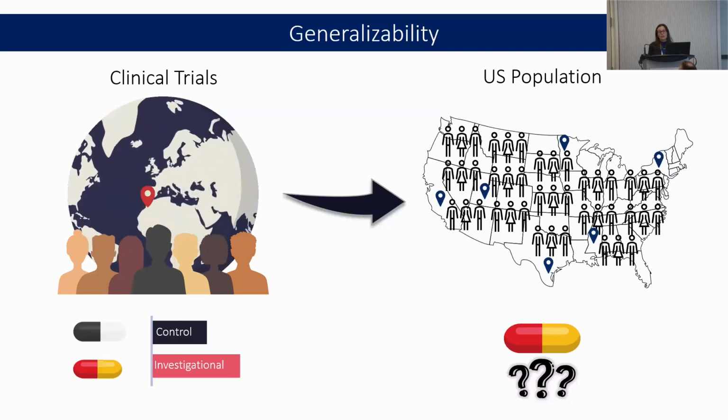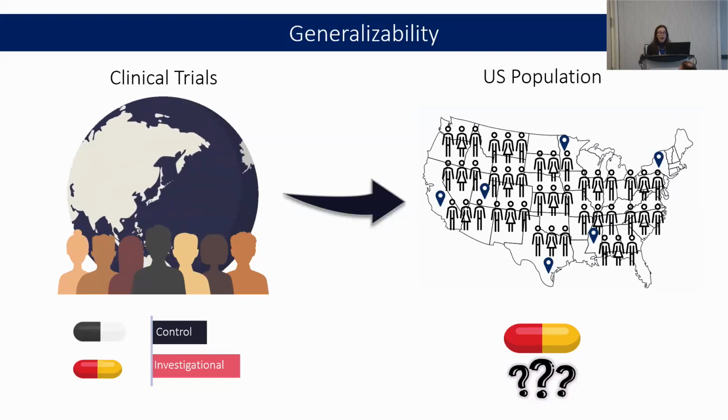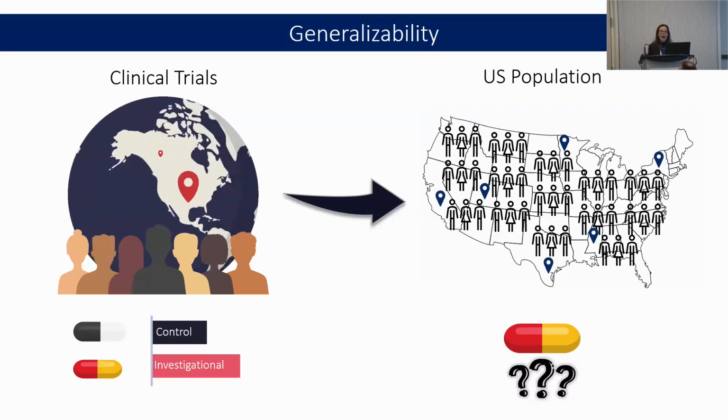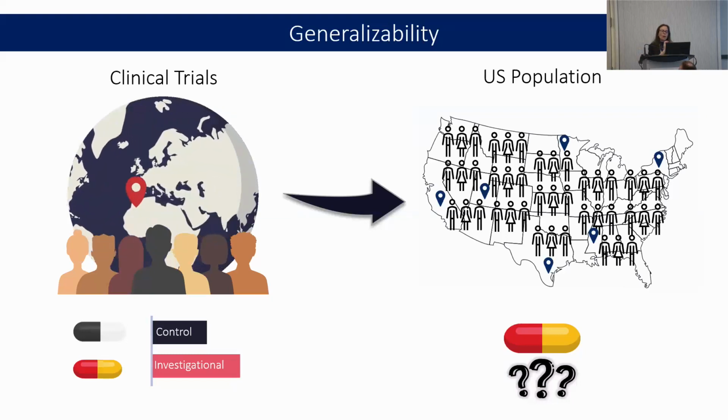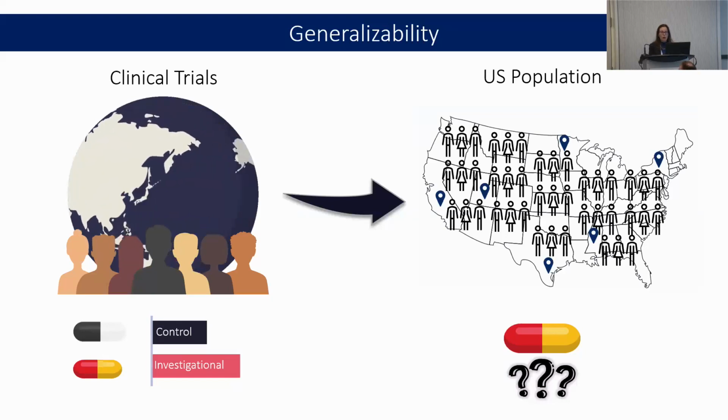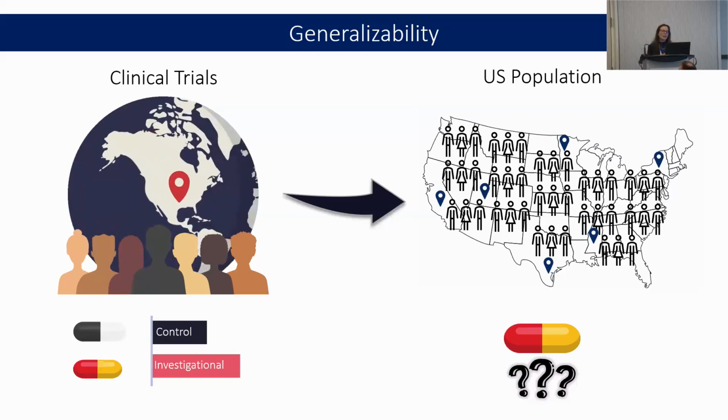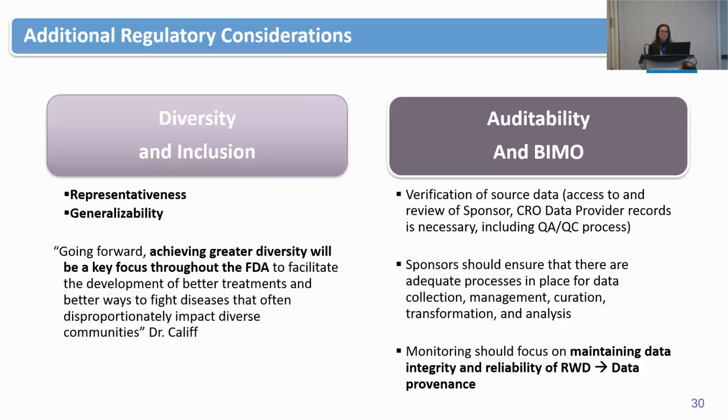If it is not regulatory, then that may not be a factor for you, but think about how the study that you do, or even the trials that are ongoing, if you want to incorporate real-world evidence, how that's generalizable to the US population.